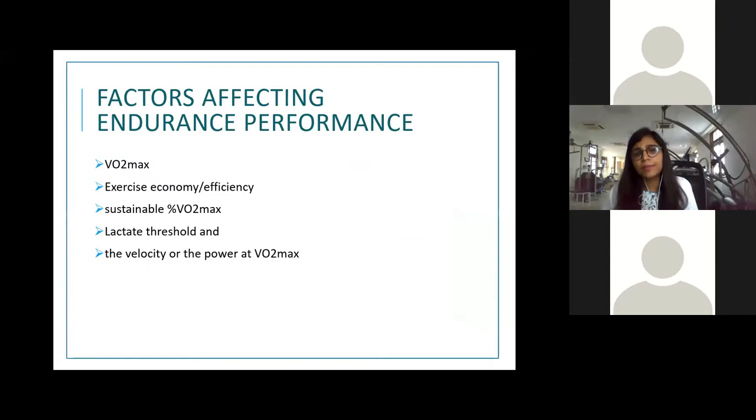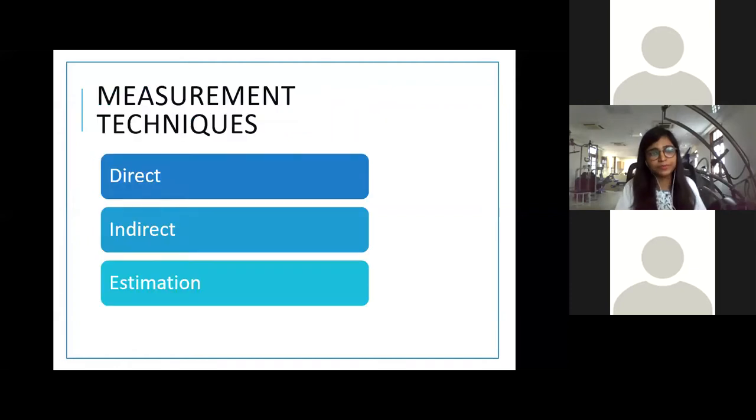Now this is a very important slide because there are many other factors which contribute to endurance performance. VO2 max testing is one very helpful way to find out performance, but exercise economy or efficiency, sustainable percentage of VO2 max, lactate threshold, and velocity or power at VO2 max, these all contribute to endurance performance.